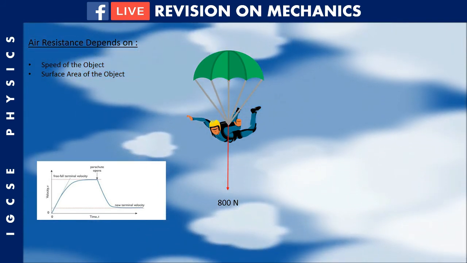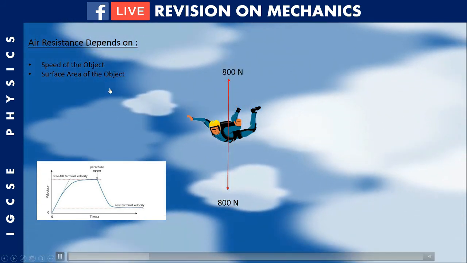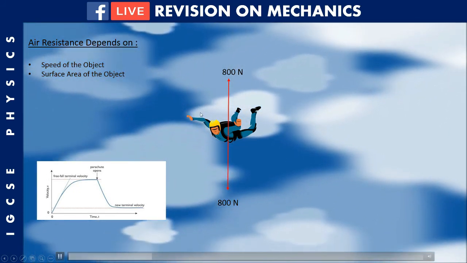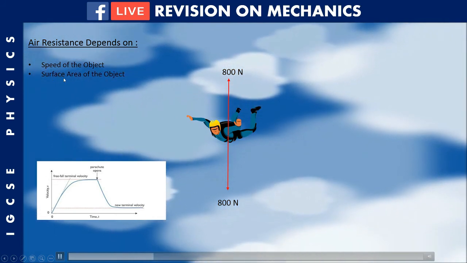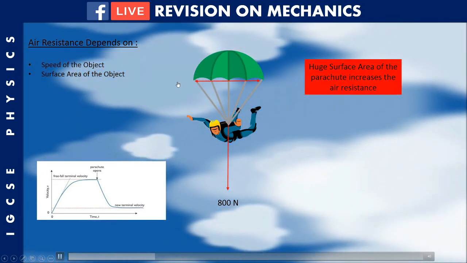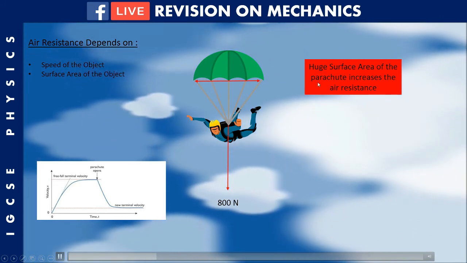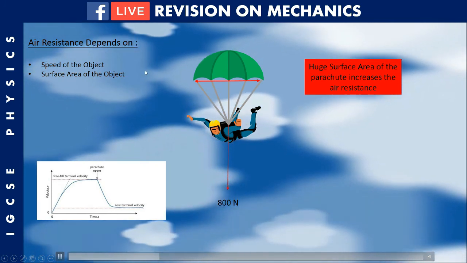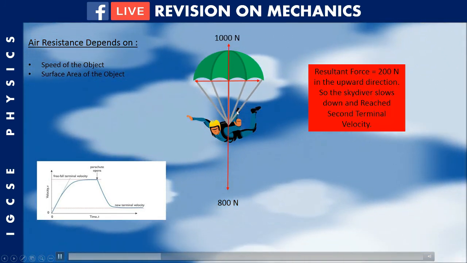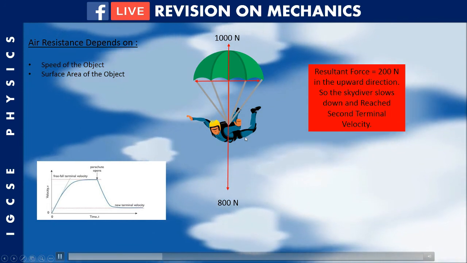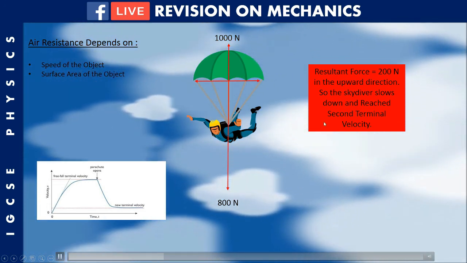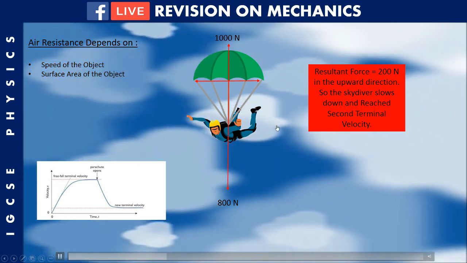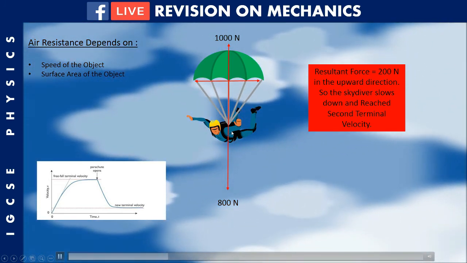Okay, so what is the difference? Before opening the parachute, he had a small surface area, and the parachute is usually so big that the surface area becomes much bigger. This huge surface area of the parachute increases the air resistance. Surface area increases, so the air resistance increases. It has increased to such a point that it becomes more than the weight. So you can see we have a resultant force of 200 Newton in the upward direction. So the skydiver will slow down and reach a second terminal velocity.